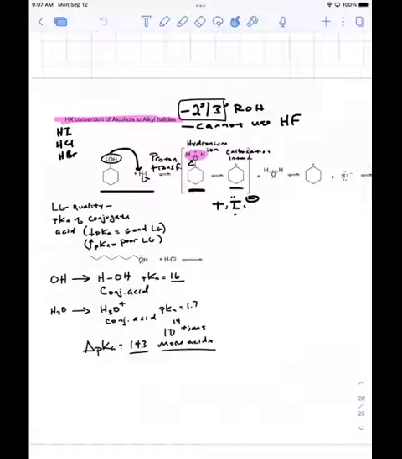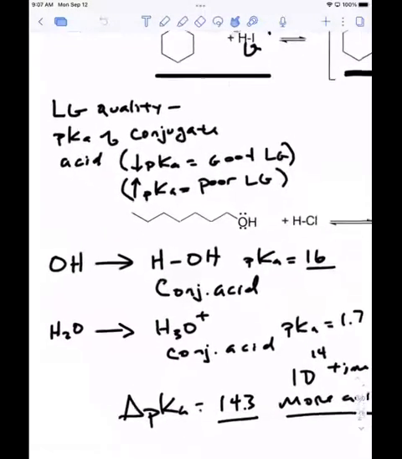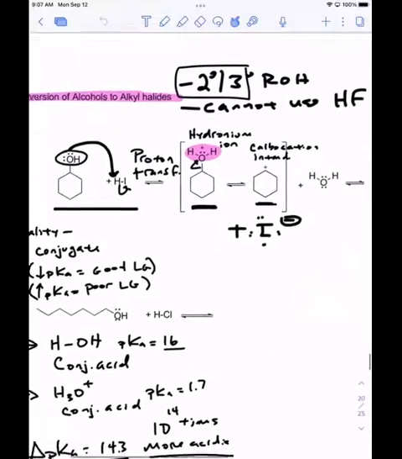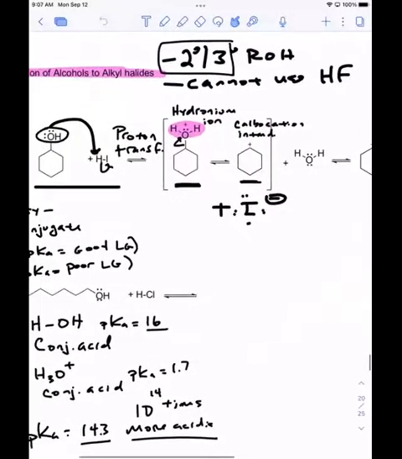And we also talked about the quality of the leaving group, how to tell it. And we're going to talk more about that when we do substitution and elimination. But the way you determine how good a leaving group is, you look at the pKa of the conjugate acid of that leaving group. That sounds like a lot, but it's really you take the leaving group and you add a proton to it. That's the conjugate acid. So we talked about that. And in this case, water is a better leaving group than the hydroxyl group.